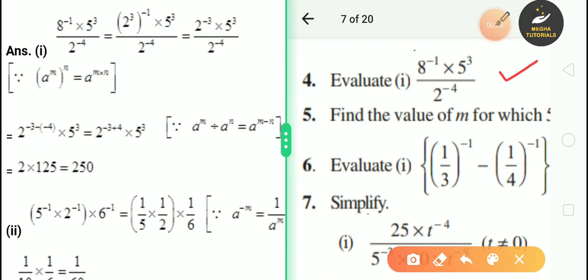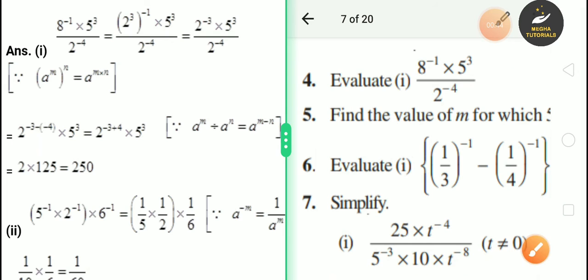Question number 4, first: 8 raised to minus 1 into 5 raised to 3 upon 2 raised to minus 4. In such type of questions, we have to think how we can bring the bases equal in numerator and denominator. So first identify such numbers. In this case, 8 in the numerator and 2 in the denominator can be brought in such form. So 2 is the least base and 8 can be written in the form of 2 raised to 3, and hence the bases will be equal.